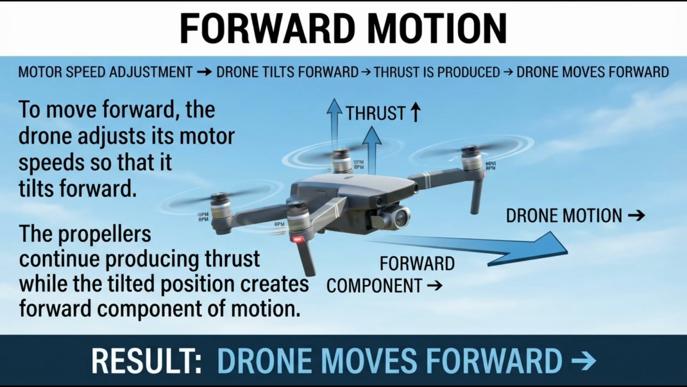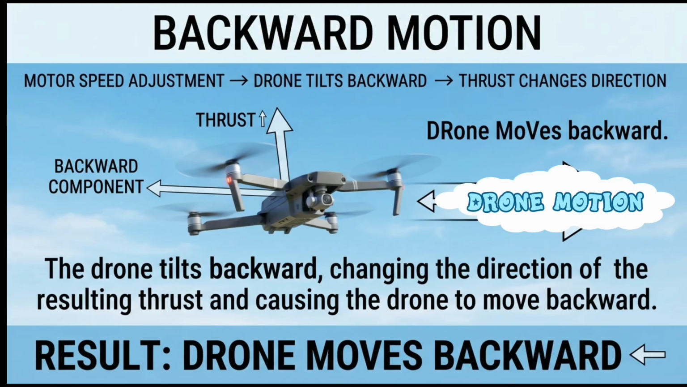Forward motion. To move forward, the drone adjusts the speed of its motors so that it tilts forward. The propellers continue producing thrust. Because the drone is tilted, part of that thrust acts in the forward direction. And the result? Drone moves forward. Backward motion. For backward motion, the drone tilts backward. This changes the direction of the resulting thrust and causes the drone to move backward. And the result? Drone moves backward.